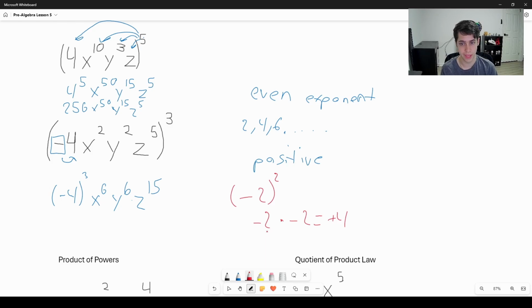And because they pair up like this, as long as we have an even exponent, there'll always be a perfect number of pairs to get a positive value. The number will be bigger the more you have, but it'll always be positive.